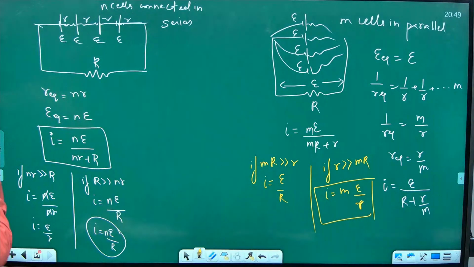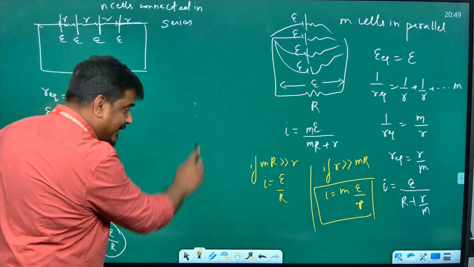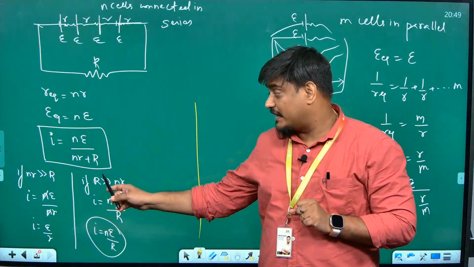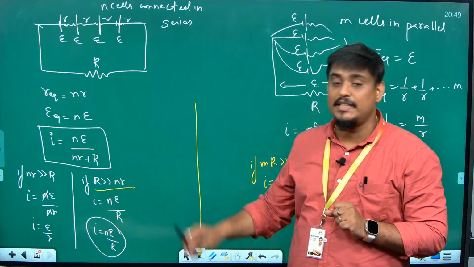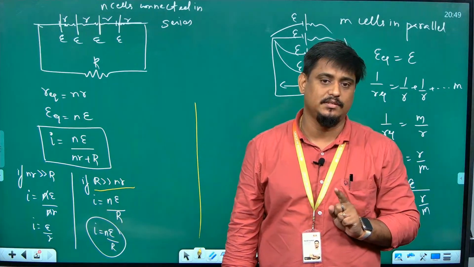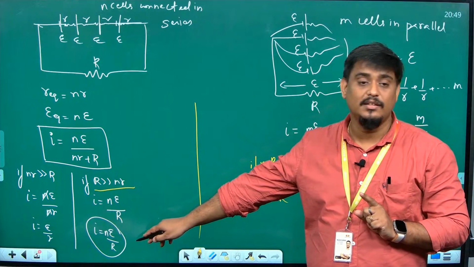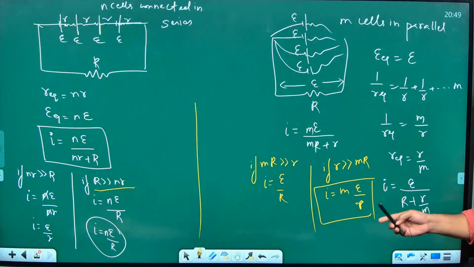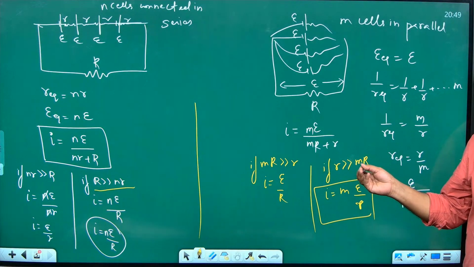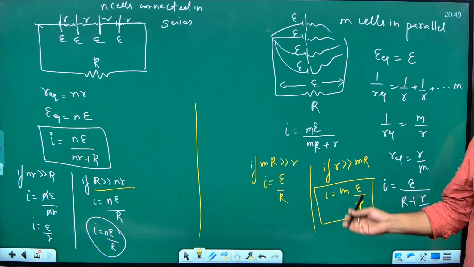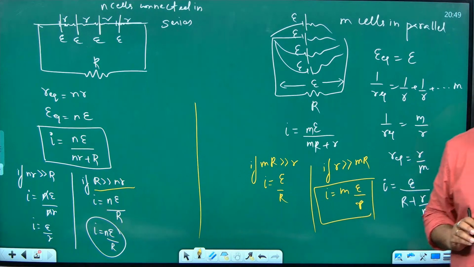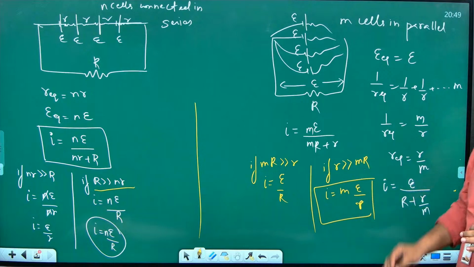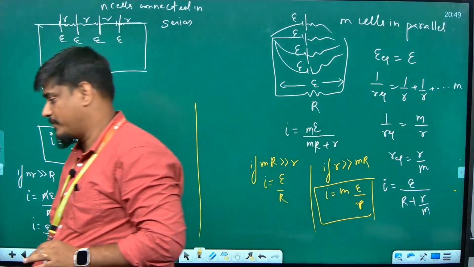It is a very simple concept. Please pay attention, whenever net external resistance is more than the internal resistance, it is preferable to go in series connection. And whenever external resistance is less than internal resistance, then you go for parallel connection of cells. Because if internal resistance is much more than external resistance, then the current drawn will be m times of E by r. Are you getting?